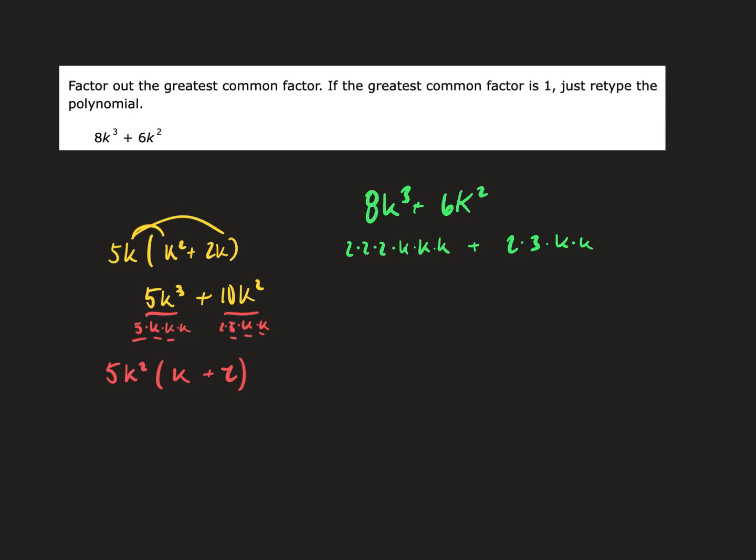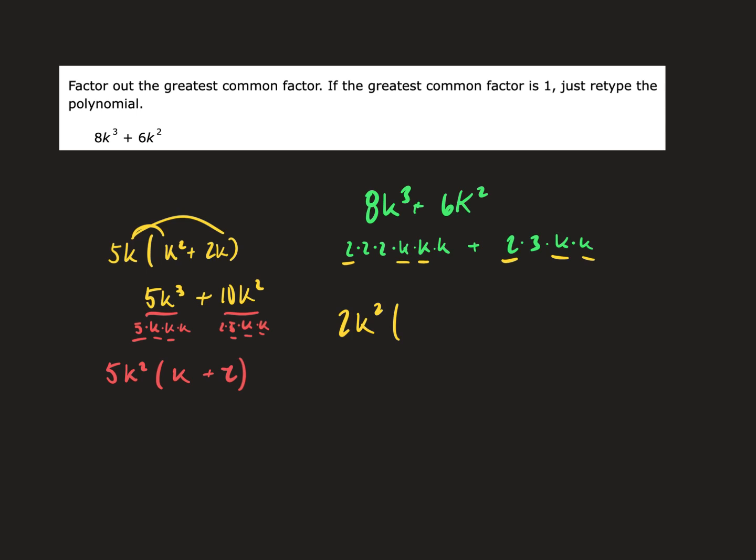And say, well, what do they have in common? Well, they both have a 2. And they also both have 2 k's. So that 2 and those 2 k's get to come outside. Always on the outside of the parentheses, so 2k squared. And then what's left on the inside?